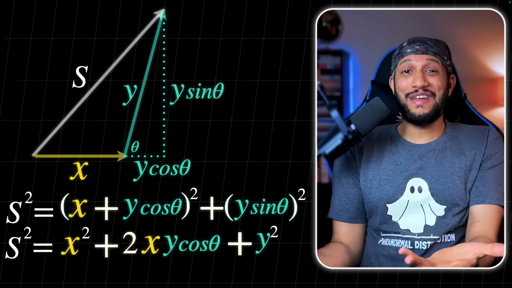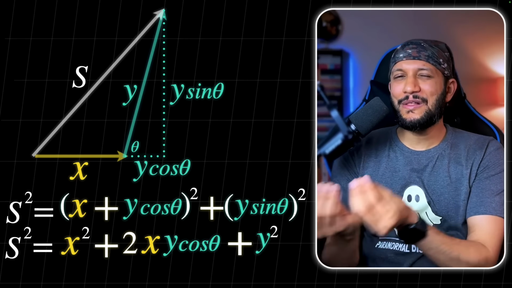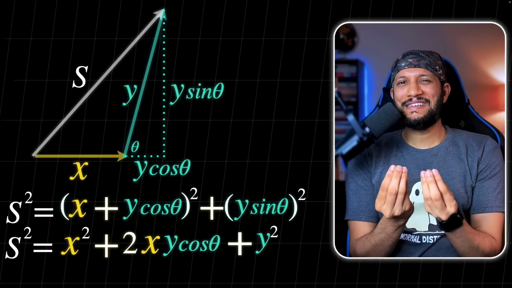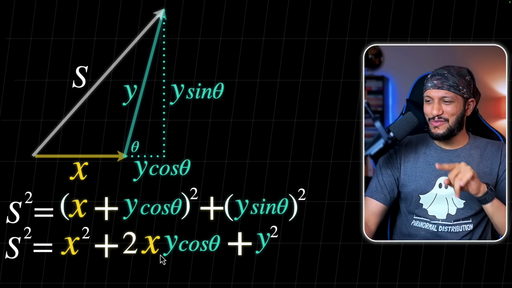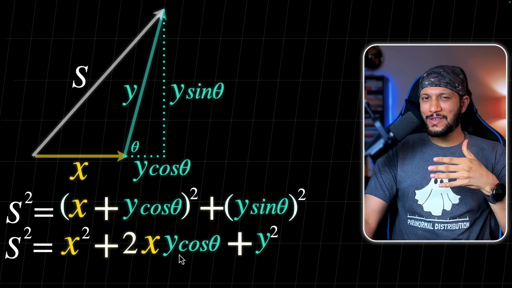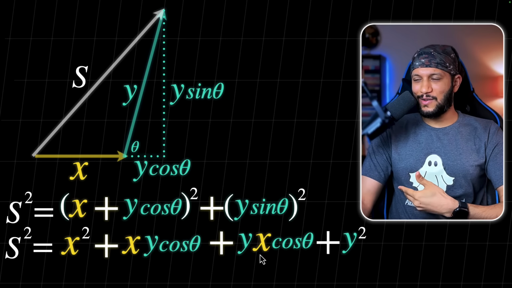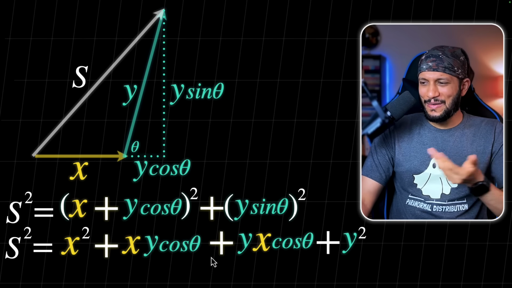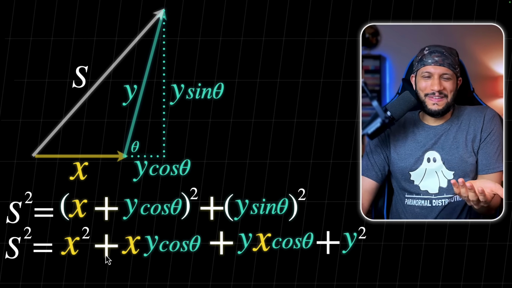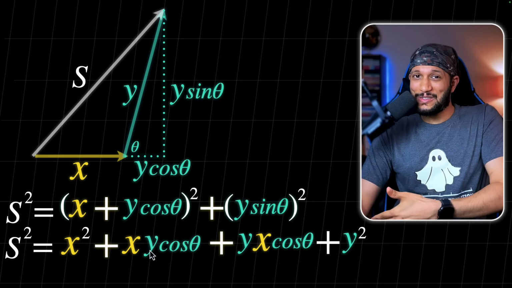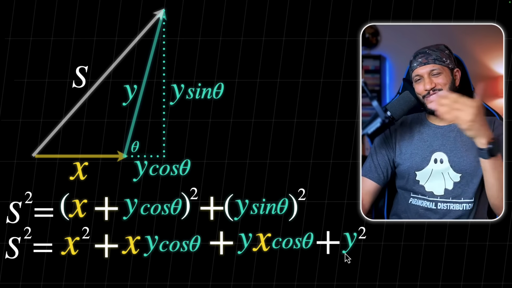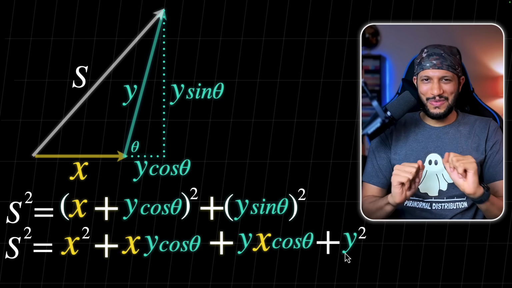And Einstein says, perfect. Now all we have to do is make this a little bit more elegant. How shall we do that? Well, first of all, you have this 2xy cos theta over here. Well, we can write this as xy cos theta plus yx cos theta. And I ask why? Well, because there's a nice ring to it, right? I mean, you have the x squared term, then you have an xy, then you have the yx, and there's the y squared. So it's just beautiful, okay?